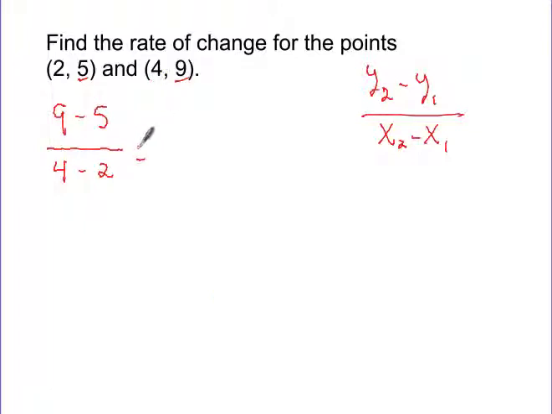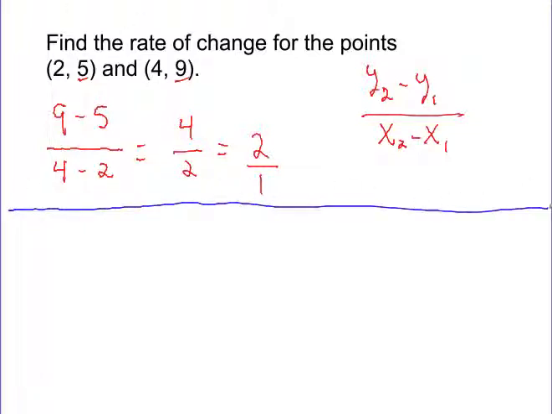And then it's just a matter of doing the math. 9 minus 5 is 4. 4 minus 2 is 2. So the rate of change is 2. Or you can write it as 2 over 1. And we'll talk about why in just a minute. Now let's say I'm just working through this problem real fast, and I see my x and my y coordinates, my ordered pairs, and without thinking, I'm going to write it out this way. 5 minus 9 over 2 minus 4.